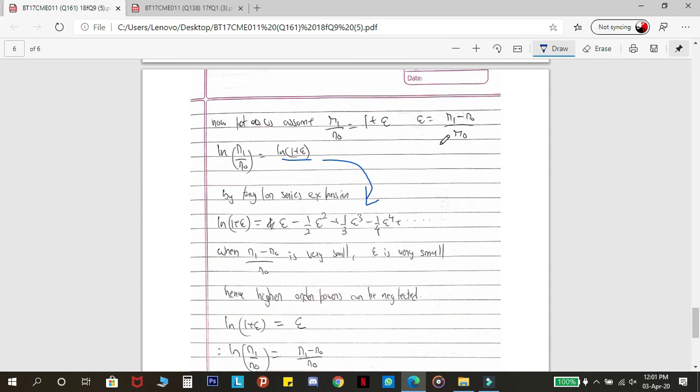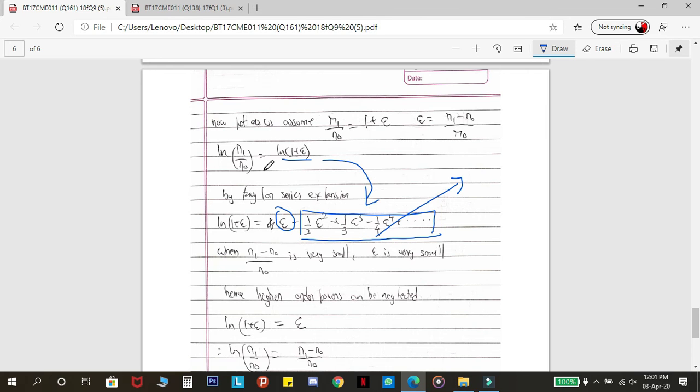And our question states that this is very small. So you can neglect the higher terms in this Taylor series expansion. When you take epsilon square, epsilon cube, epsilon power 4, since epsilon is already small, these will be even smaller. So we can neglect all of these terms. So you'll get ln of 1 plus epsilon is epsilon.